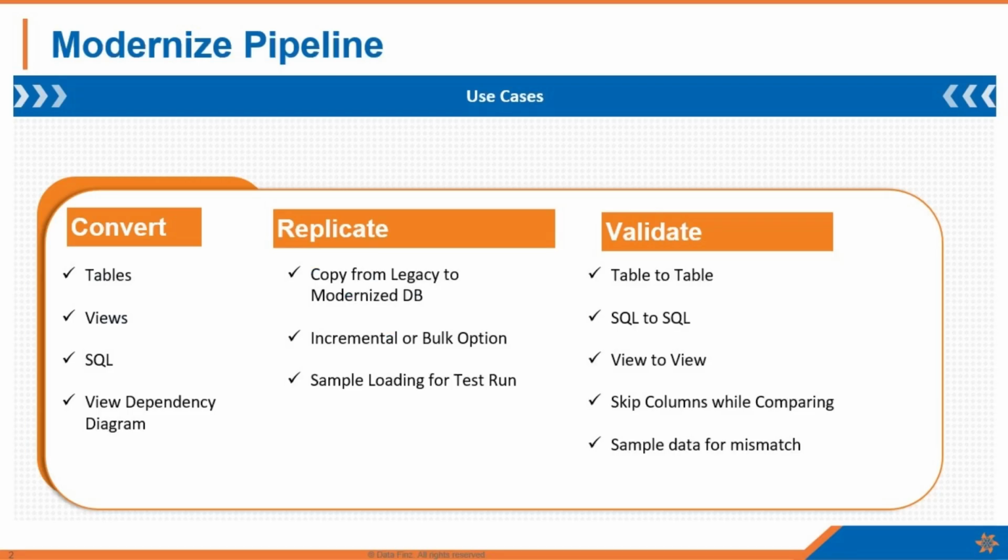DataFinz Modernize pipeline streamlines database transformation by converting tables, views, and SQL while showcasing the dependencies. It enables seamless replication from legacy to modern databases with incremental or bulk options and sample data loading. Validation ensures data integrity by comparing tables, SQL, and views, skipping columns where needed, and detecting mismatches. With DataFinz, modernizing your data infrastructure becomes effortless and efficient.